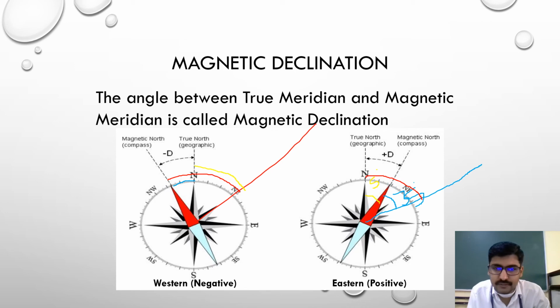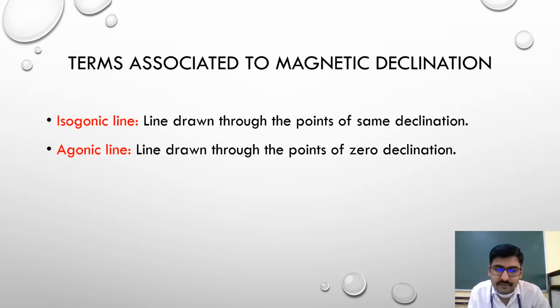So this is the declination. When it is called positive, when it is called negative: eastern declination and western declination. Two more terms you need to understand here: isogonic lines and agonic lines. Isogonic lines are lines joining the points of the same declination. If a number of points have similar declination, like 5 degrees, 5 degrees, 5 degrees, and you join all the points, then that line is called an isogonic line.